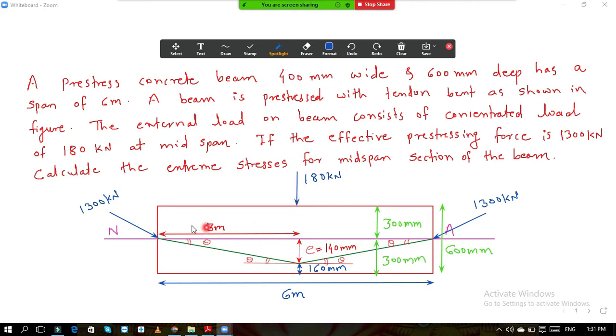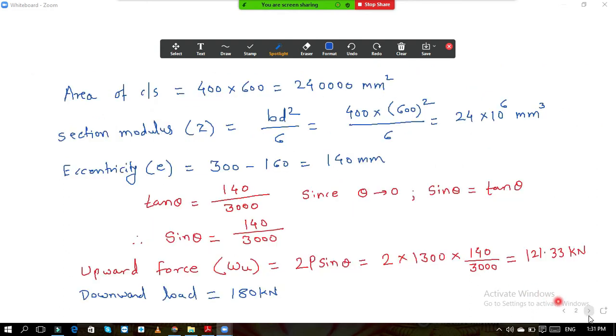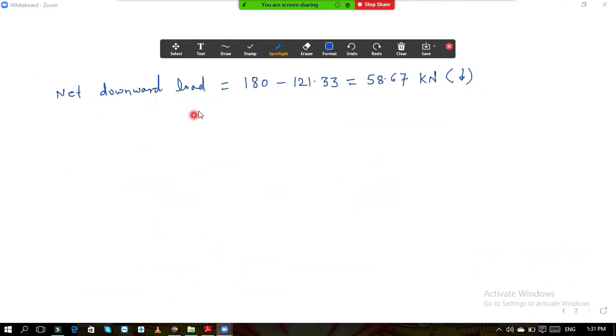In addition to that, the beam has its self weight. So you need to calculate the bending moment due to dead load also, that is the self weight also. When you add those two, then you will get the total bending moment. So here, first I will calculate the bending moment due to downward load.